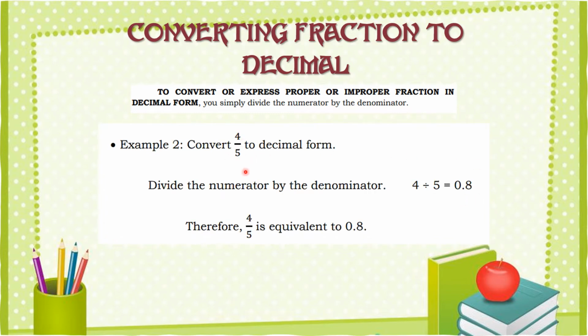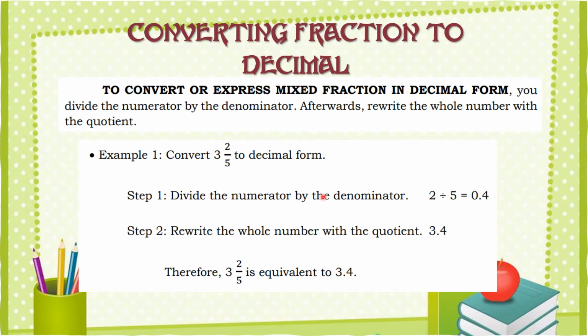Next, convert 4/5 to decimal form. Same process again. So 4, the numerator, divided by the denominator, which is 5. 4 divided by 5 is equal to 0.8. Therefore, 4/5 is equivalent to 0.8.